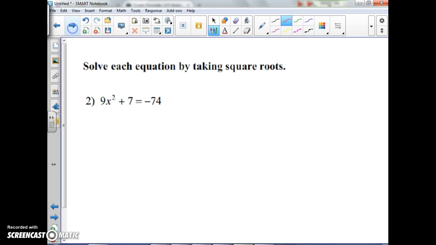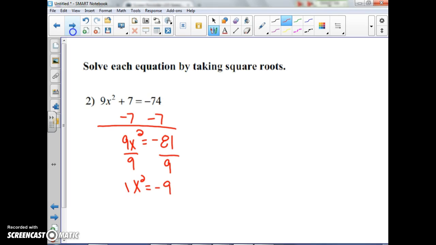So let's look at another example. I'm going to solve this one the same way. I'm going to subtract 7 from both sides, so I get 9x squared equals negative 81. I'm going to divide both sides by 9, and I get x squared equals negative 9. I'm going to take the square root of both sides, and I get x to be the square root of negative 9.